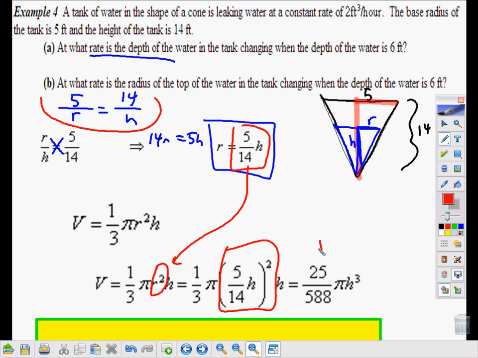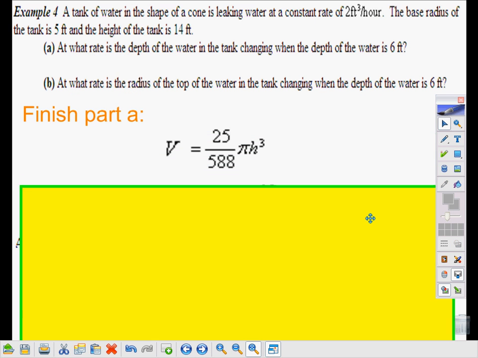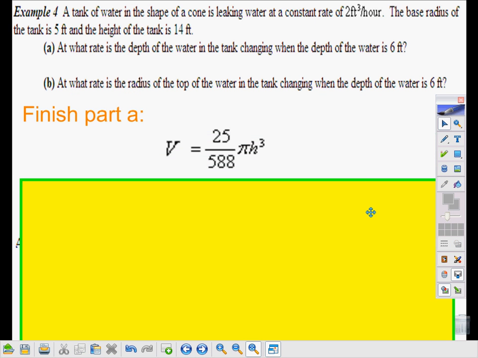So really, that numerator right there is 1 times 5 times 5, because that's 5 squared. The denominator is 3 times 14 times 14. That's how you get 588. Now you're ready. The problem is easy. Take the derivative. This is what v equals. Now you take the derivative, you plug in what you know, you plug in what you don't know, and you solve. Go.